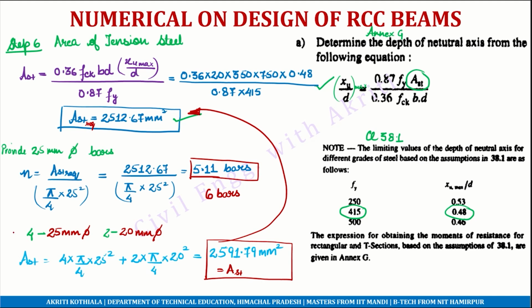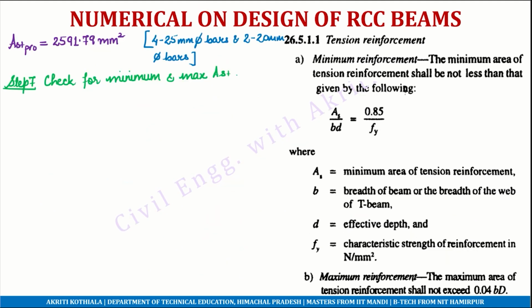So this combination is good for us, and we'll be providing this combination, and this will be the AST provided. Keep in mind that we might have to carry out these calculations 1 or 2 times to get the right number of bars, so that the AST provided and the AST required are close enough to each other. Now we have to check this value for the minimum and maximum value of AST.